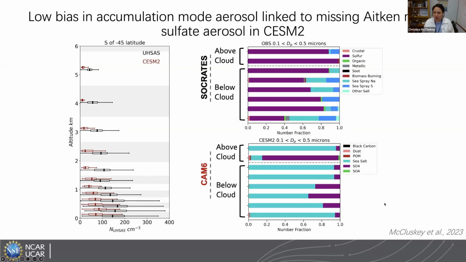And when we look at the composition of these particles, this is looking at 100 to 500 nanometer particles. The observations are basically electron microscopy measurements where you collect particles onto a grid, bring them back to the lab and look at their composition and also their morphology to identify what types of particles they are. What we find is that both below and above the clouds, we see mostly sulfate particles. When we do that same assessment, collecting those observations from the model, we don't see those sulfate particles. Those are missing from the model. So this is highlighting a potential lack of sulfate aerosol.